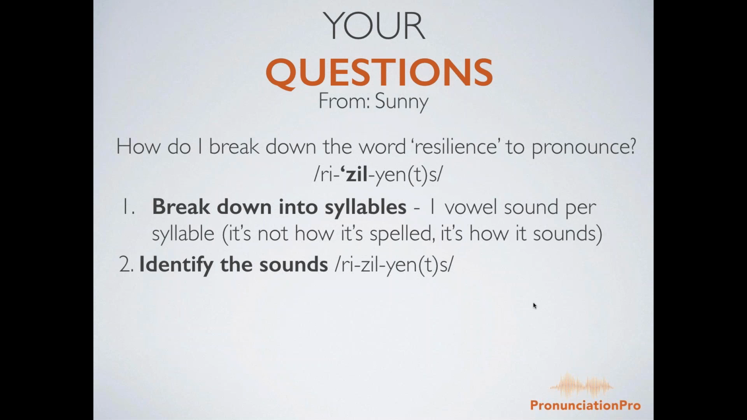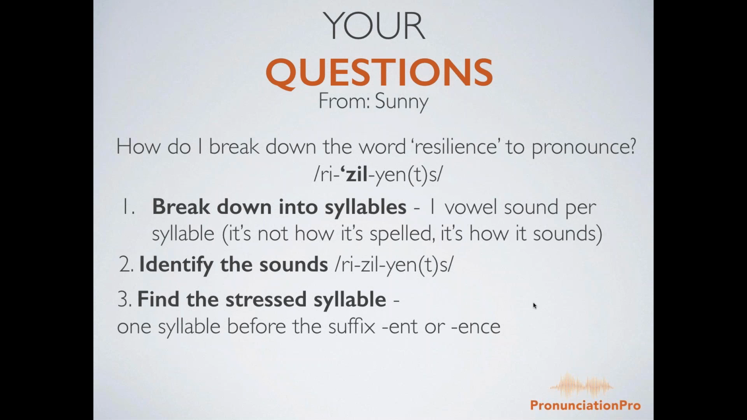The second step is to identify the sounds. Identify the sounds in the words. This might be tricky if you're not sure what sounds there are. And again, I'll tell you a very quick tip of how to do this. So identifying the sounds is the second step. Finding the stressed syllable is the third step.